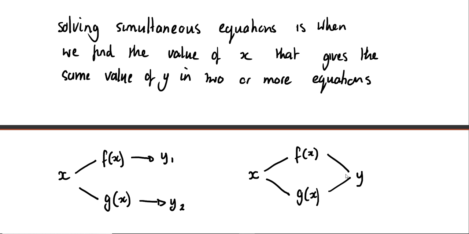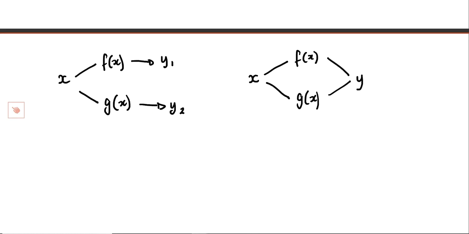Now it might be that there's 3 equations, 4 equations, they all share the same thing. So that's our basic understanding of what we're doing when we're doing simultaneous equations. Now maybe then it will help you understand what we're actually doing. So let's have a look at these two equations again then.